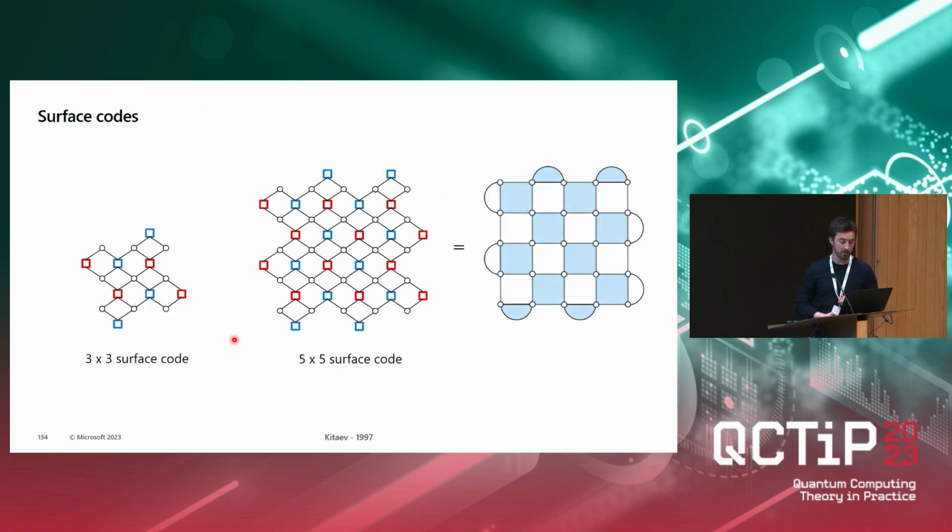And you are familiar with the surface code. So it looks like that in the language of Tanner graphs. You have your square grid of qubits, of d by d qubits, 3 by 3 or 5 by 5 qubits. And you have checks alternating between X and Z checks on the plaquettes.